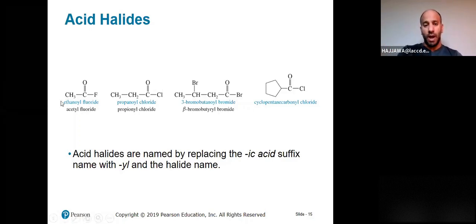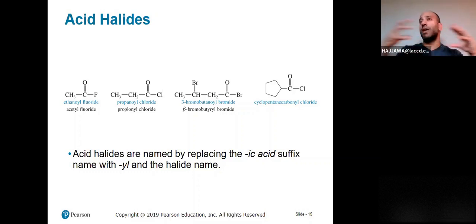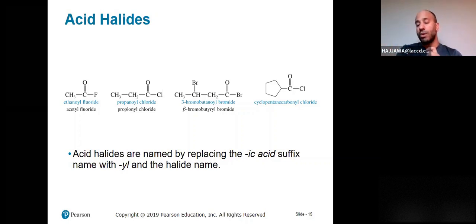So here's an example. I have 1, 2, so that would be named ethanoyl fluoride. Here's another, propanoyl chloride. Here's another, 1, 2, 3, so that's a 3-bromo butanoyl bromide. Be careful not to say alkyl bromide, because alkyl bromide doesn't indicate that you have an acid halide. It indicates that you have an alkane chain and you have a halide at the end. So you have to say alkanoyl, OYL, as basically indicating that there is an acid halide.